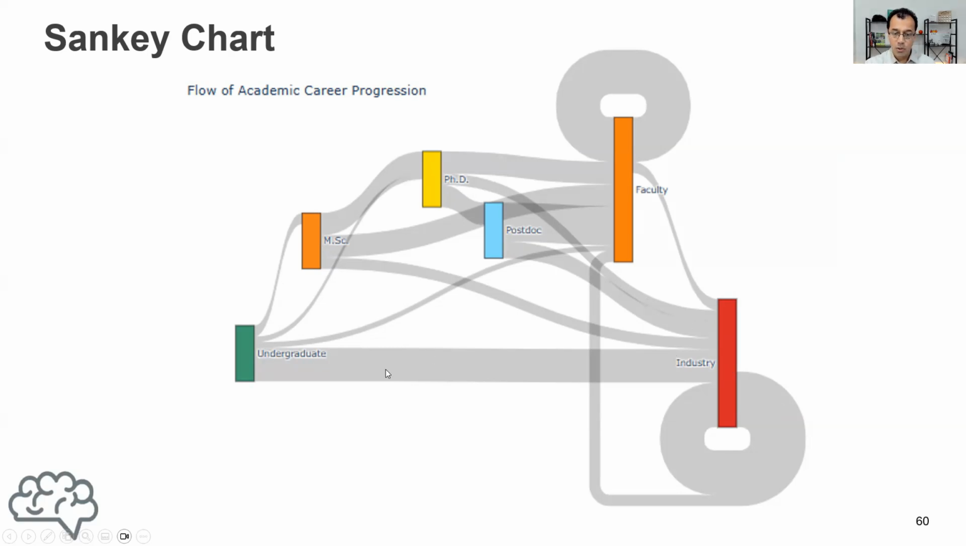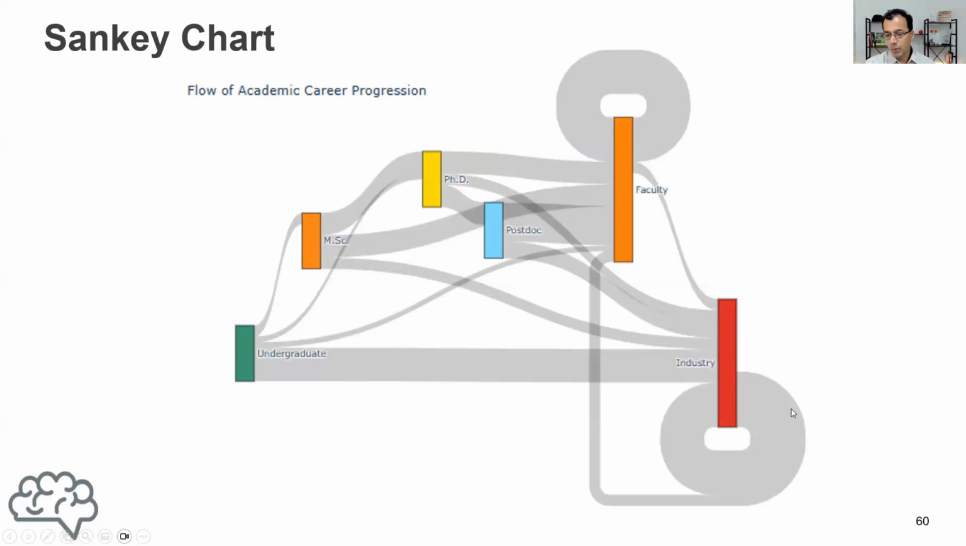Note that each flow of this one indicates a potential move in your career. And the width of the flow is a representation of the volume of people that go from one of these nodes to another. And as you can observe, it's much more common for someone that does a master's to do a PhD and to become a faculty than it is to go to the industry, based on the data that was used to draw this chart.